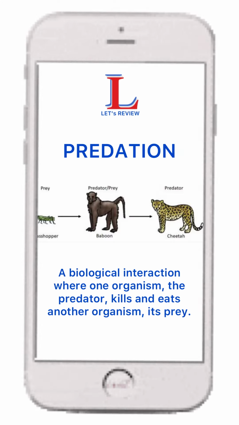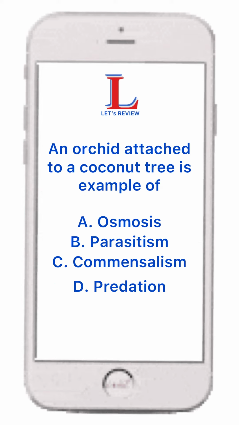And lastly, predation is a biological interaction where one organism, the predator, kills and eats another organism, its prey, as shown on the picture. Pick your answer.